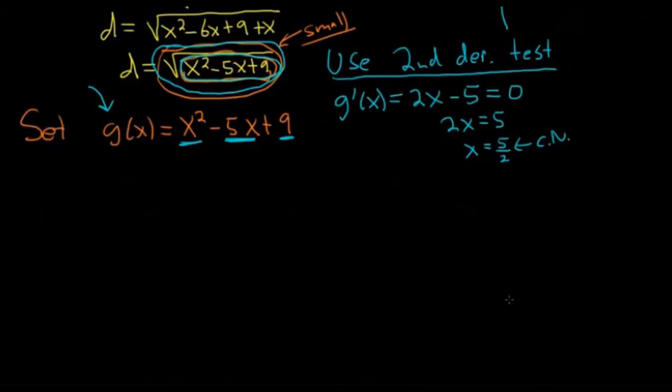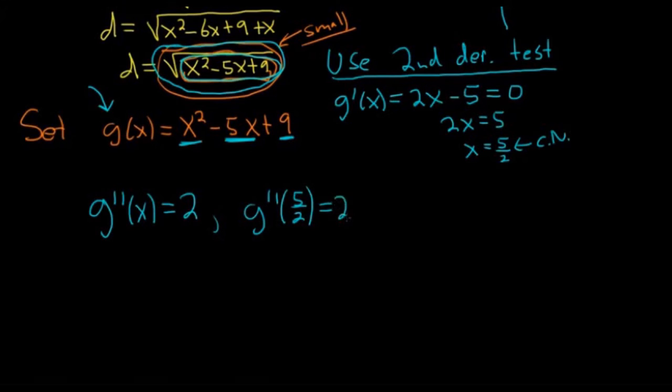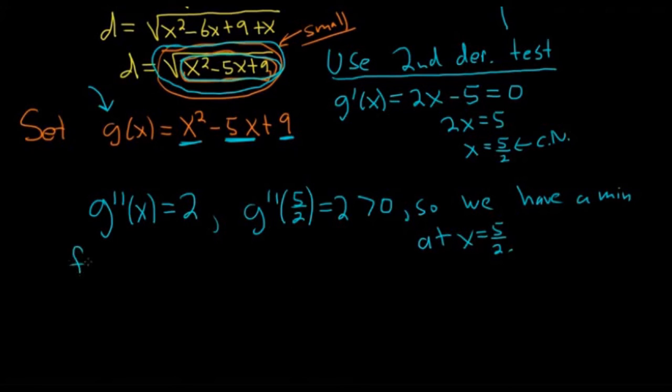Now to finish using the second derivative test, we have to take the second derivative, so g double prime of x is just 2. Then we evaluate g double prime at 5 halves, the critical number, and it is still just 2, which is positive. So we have a minimum at x equals 5 halves.